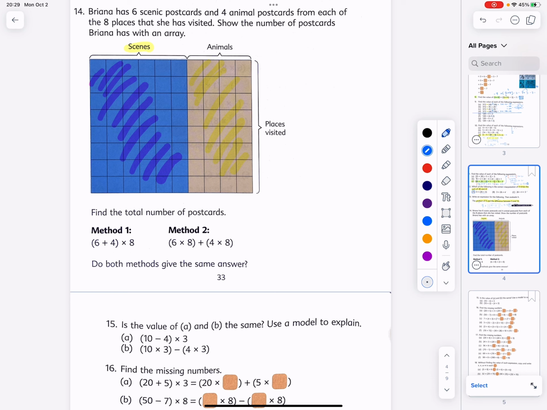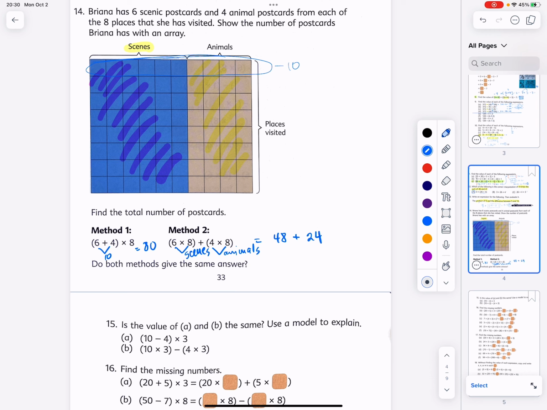We can say, well, for each place Brianna has 6 scenic cards and 4 animal cards, which is 10 in total. Or she can think 6 scenic cards from 8 places and 4 animal cards. So these are all cards with animals, and these are all the cards with nature scenes. In any case, whether it's 10 cards per place, which is 80 total, or 6 times 8, which is 48, we use our order of operations, plus 24.